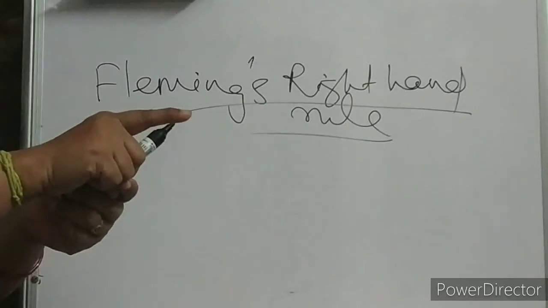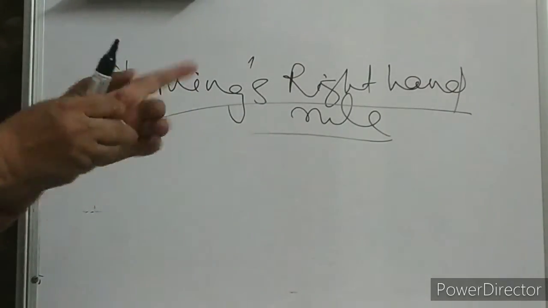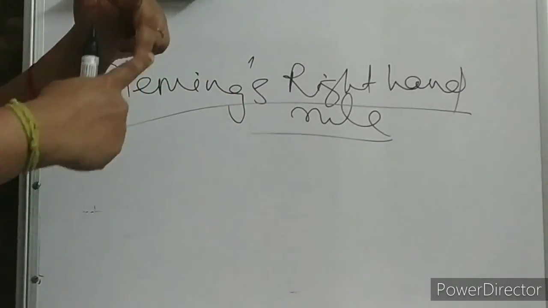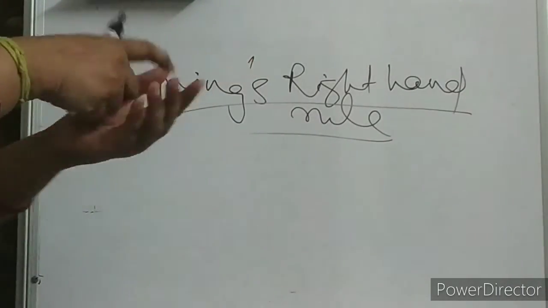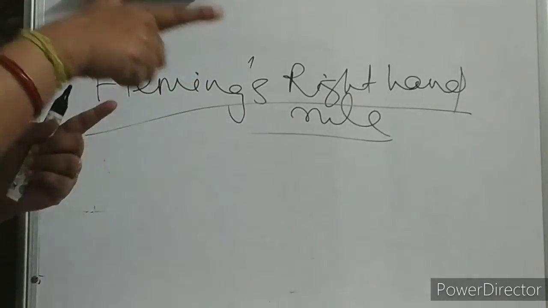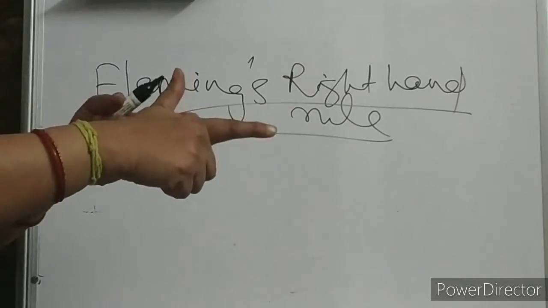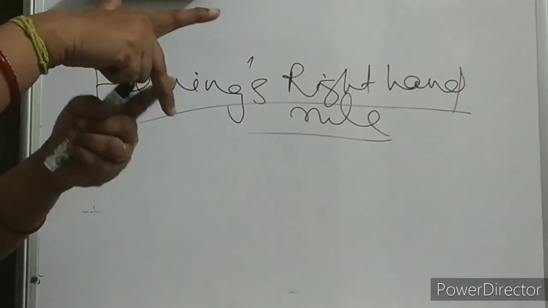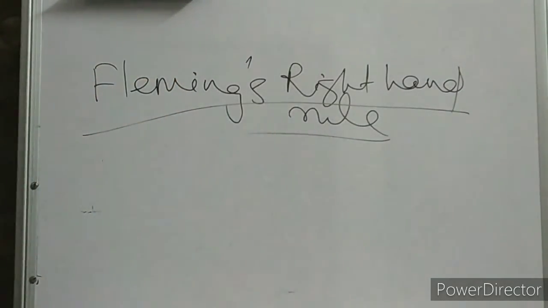In Fleming's left hand rule, the forefinger points in the direction of the magnetic field, and the central finger is the direction of the current. Then the thumb gives the direction of the motion of the conductor. Here, in the right hand rule: magnetic field, then direction of motion of the conductor, then this central finger gives you the direction of induced current. Hope I am clear with this Fleming's right hand rule.